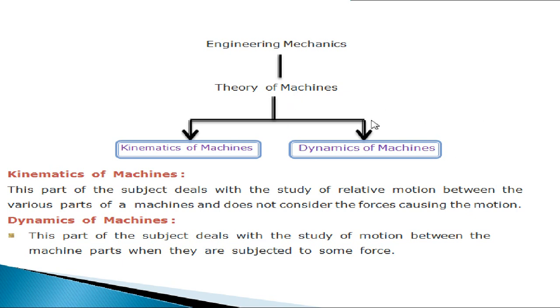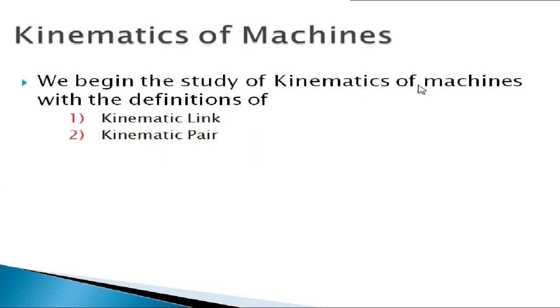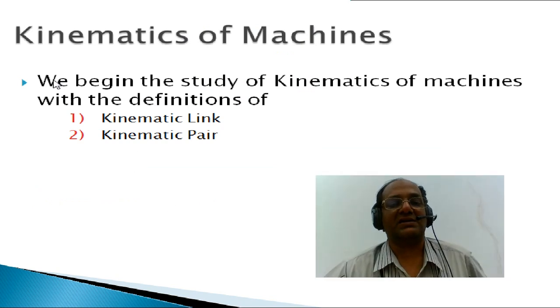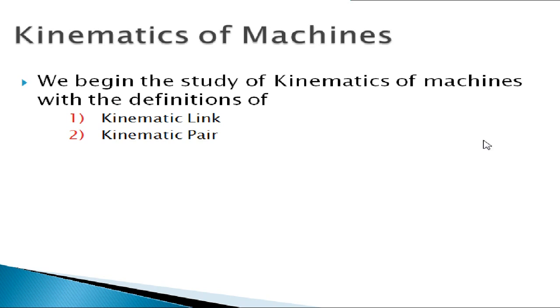Whereas in dynamics of machines, we'll be studying the relative motion between the parts and also the forces that are causing them. So in some sense, kinematics deals with only motion, dynamics deals with motion and forces. With that said, let us briefly start with the study of kinematics of machines. The study of kinematics of machines begins with definitions of kinematic link and kinematic pair. We'll see those in the next couple of slides.